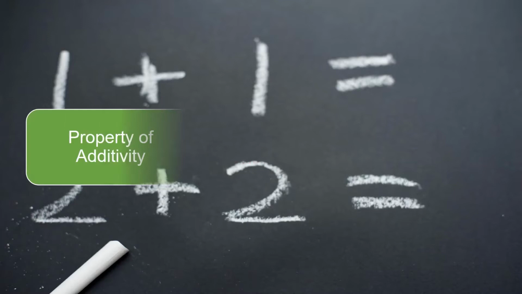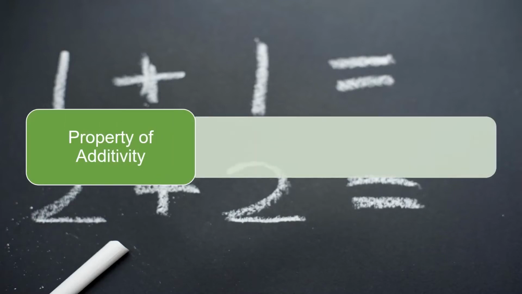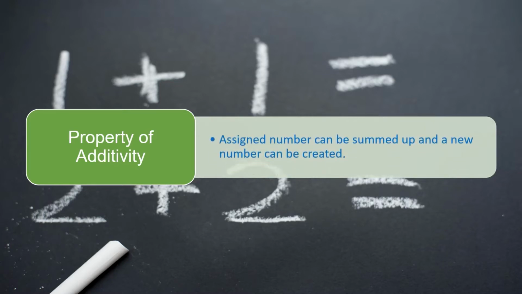Then the third property of measurement is the property of additivity. The term additivity comes from the word addition. Here the feature of adding numbers, or the sum of numbers, can be used, just like assigned numbers can be summed up and a new number can be created.